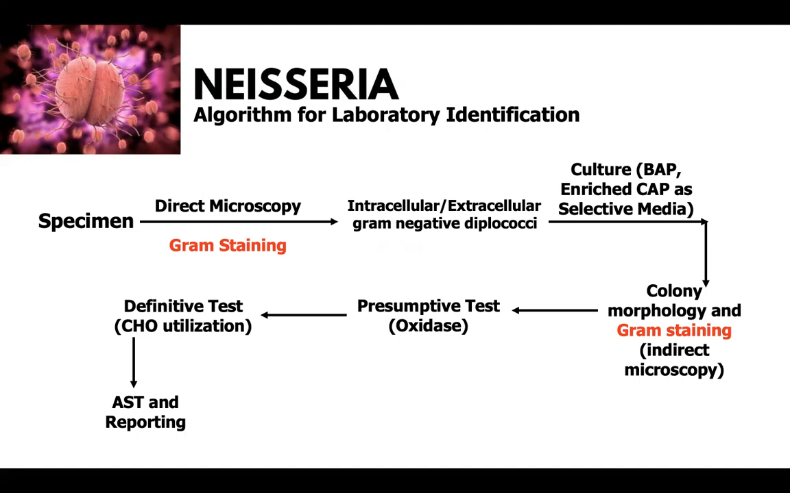And then, do your presumptive test, your oxidase test. And then definitive test natin is carbohydrate utilization. Of course, you can do molecular testing, pwede. After mo, do your sensitivity testing, para makapag-set tayo ng magandang treatment regimen for the patient. So that's the algorithm or the schematic diagram for Neisseria.